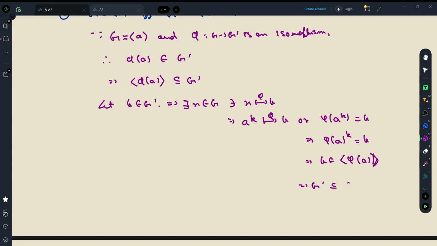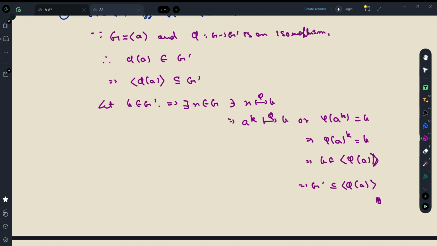But b was an arbitrary element chosen from G'. So that implies G' must be contained in the cyclic group generated by phi of a. So we have a both-sided inclusion, and hence G' must be equal to the cyclic group generated by phi of a. Is this part clear?